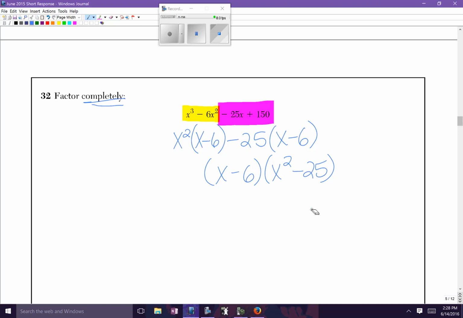So now here is where the factor completely comes into play. X minus 6 is in factored form, but x squared minus 25 is the difference of squares and can be rewritten as x plus 5, x minus 5.